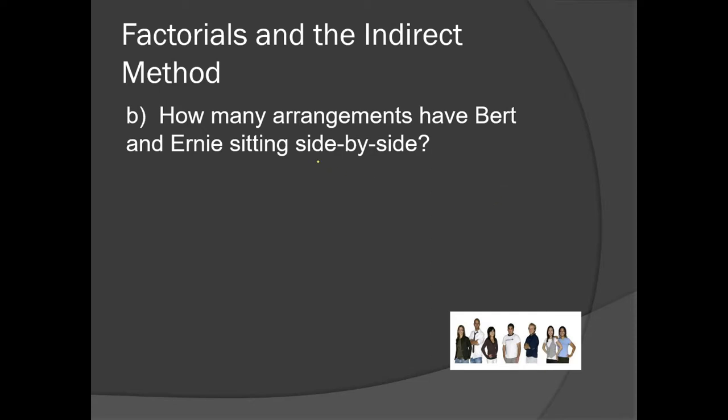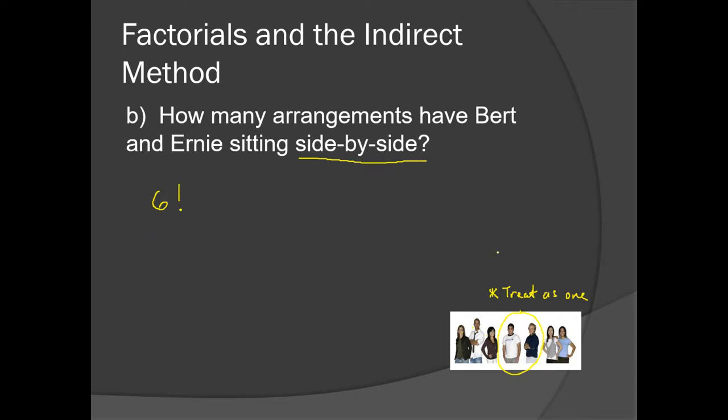In a question like this, where we're treating 2 of the objects as being together, our strategy is we're going to take Bert and Ernie and treat them as one. This is the key. If we treat Bert and Ernie as one person, then you have 1, 2, 3, 4, 5, 6 objects to arrange. So instead of arranging 7 objects, we're arranging 6.